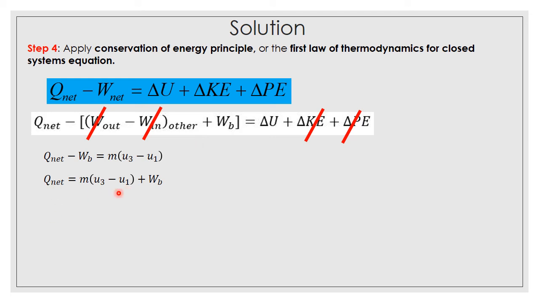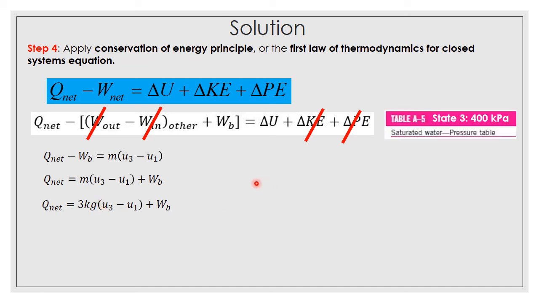Maybe we can rearrange this equation. Based on this equation, Q net equals the change in internal energy plus the boundary work, knowing that the boundary work we already obtained from the previous calculation, and m is given from the question. So we can write Q net equals 3 kg times internal energy at state 3 minus internal energy at state 1, plus the boundary work. To obtain internal energy at state 3, we need to refer to the table at state 3, 400 kilopascal, to obtain the uf and ufg.